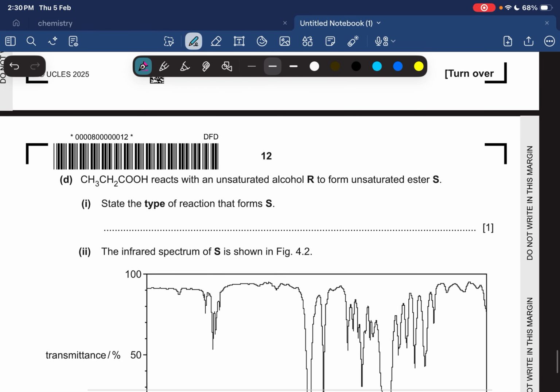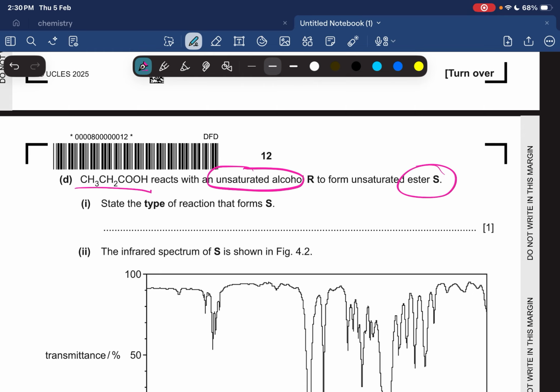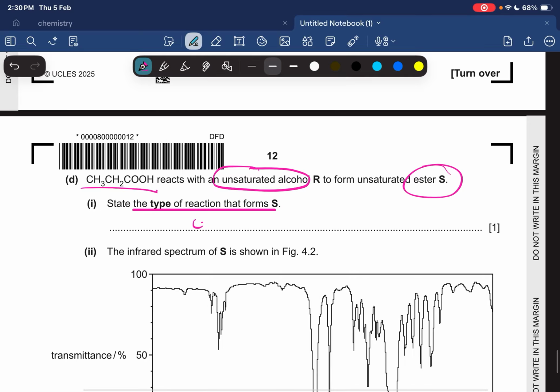Okay, CH3CH2COOH, which is propanoic acid, reacts with an unsaturated alcohol to form an ester, right? That's an acid, that's an alcohol. We're going to form an ester. State the type of reaction that forms S. Condensation reaction. Esterification is an example of a condensation reaction.